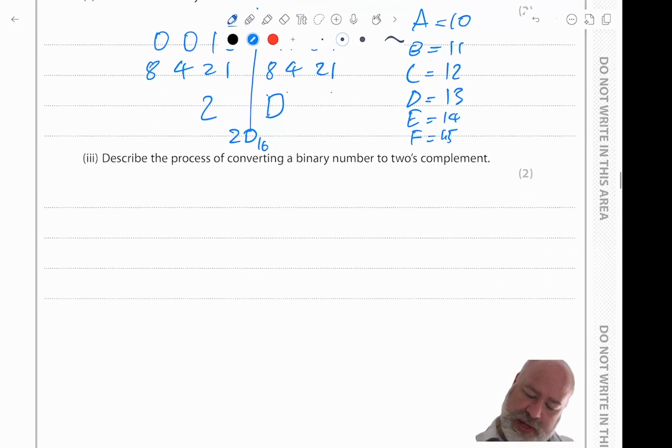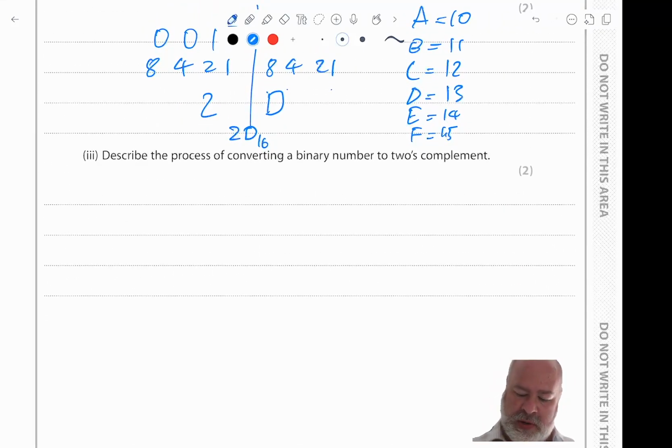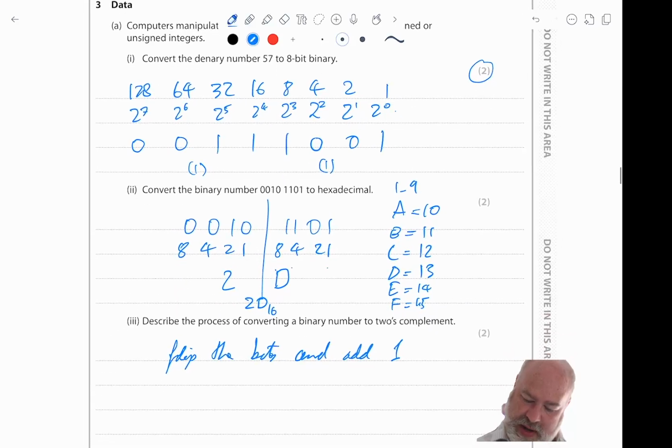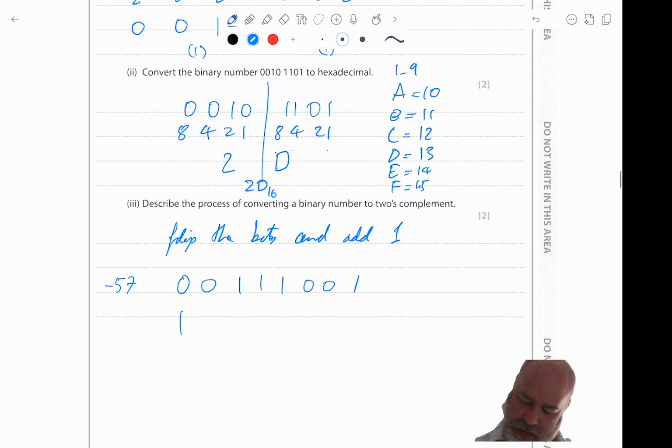Describe the process of converting a binary number to 2's complement. Well, you flip the bits and add 1. So let's have this number up here, this 57. Let's do that. So if we wanted to represent, I don't know, minus 57, we've got 0 0 1 1 1 0 0 1. Flip all the bits and add 1 to it.